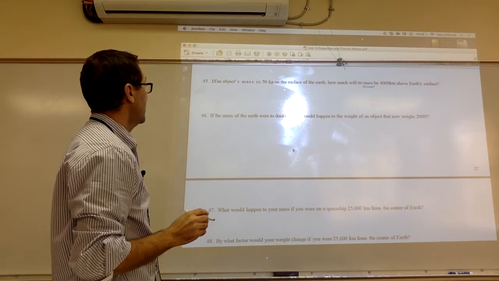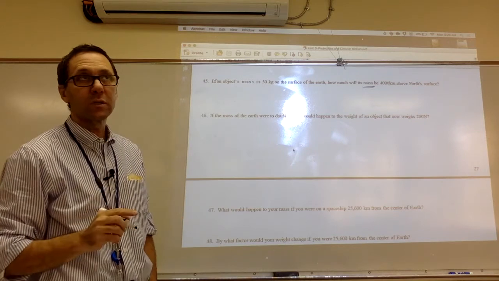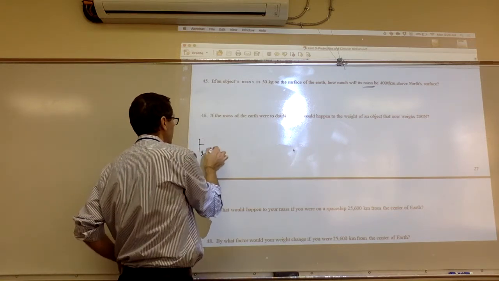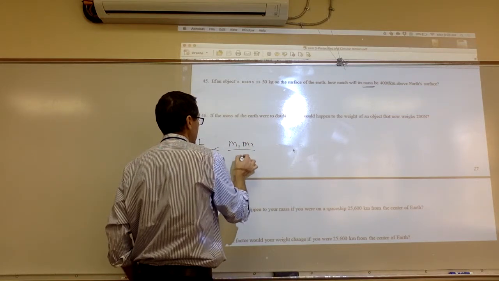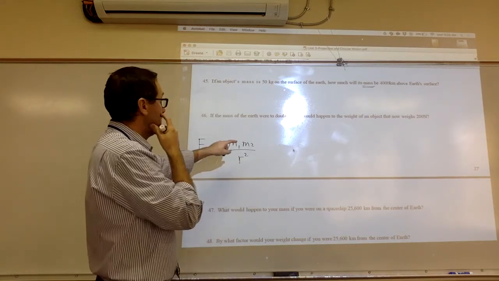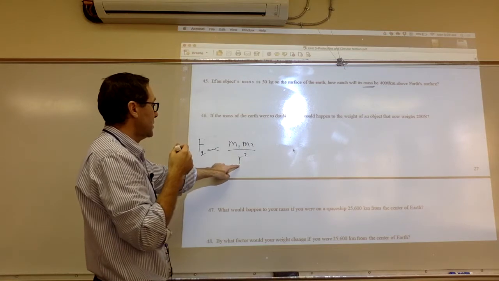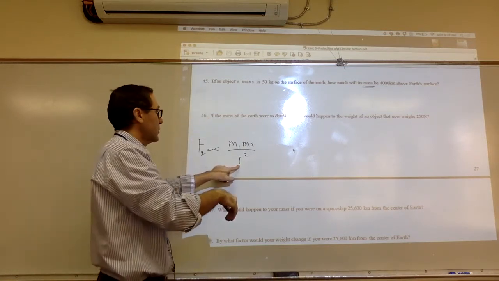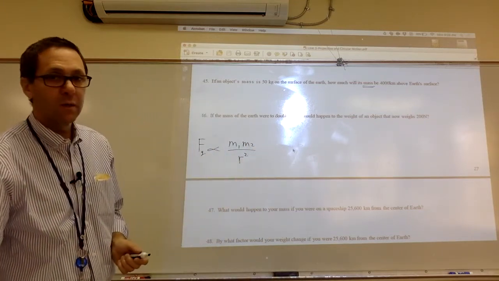Okay, if the mass of the Earth were to double, what would happen to the weight of an object that now weighs 200 newtons? Well, Fg is proportional to the product of the two masses over the distance between their centers squared. The object is not going to change mass, but the Earth will be twice as much, and the distance is the distance from the surface of the Earth to the center of the Earth. So if one of the masses doubles, I guess the weight will just be 400.